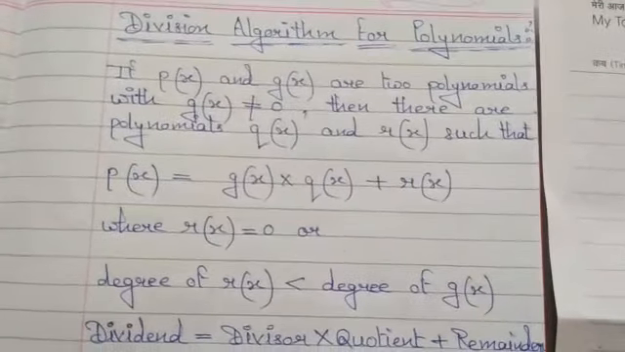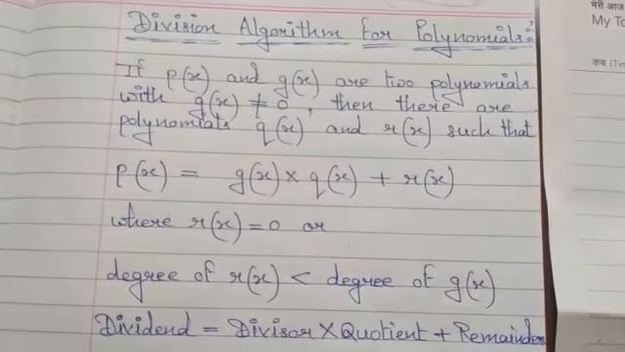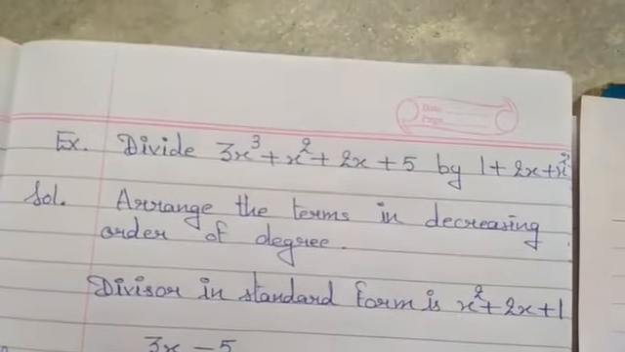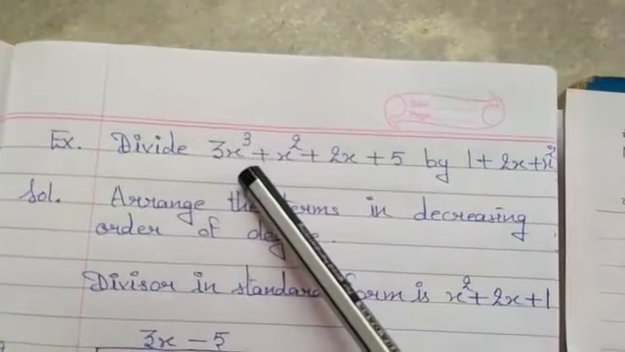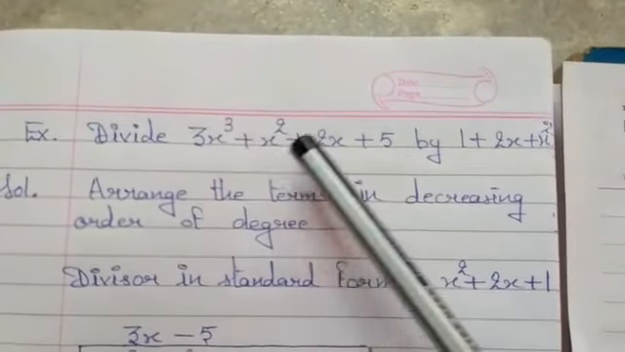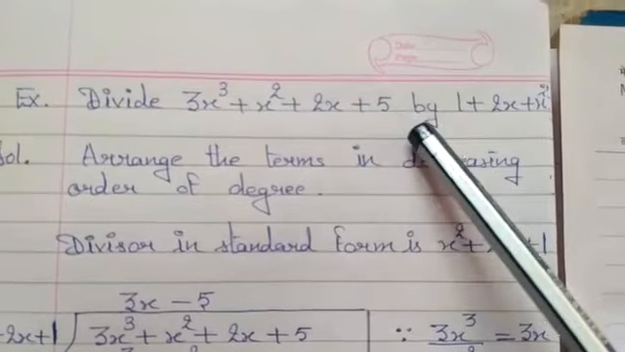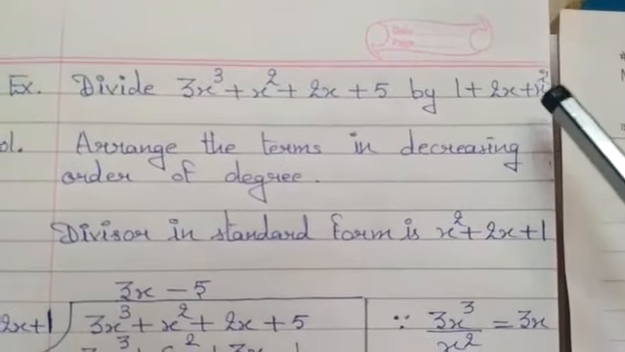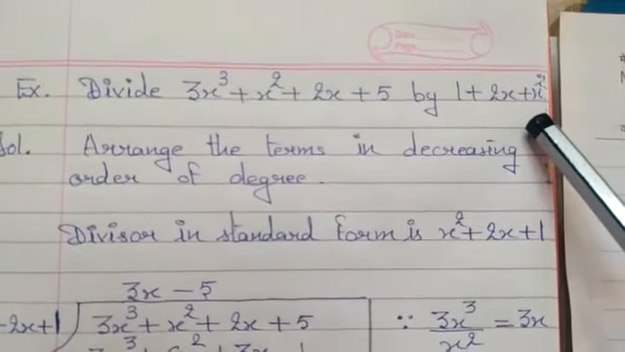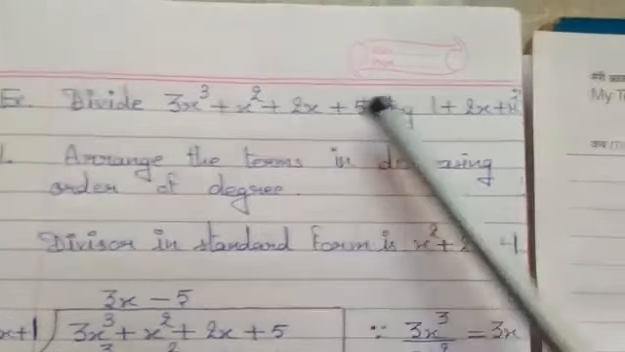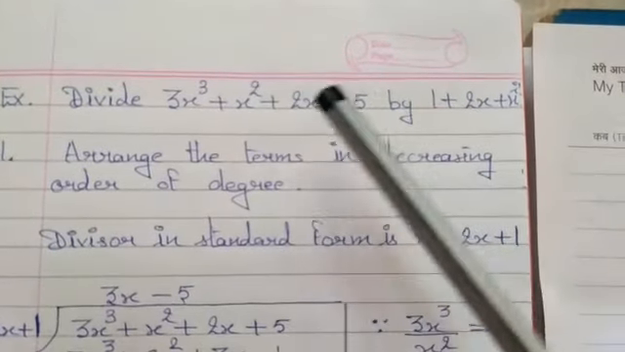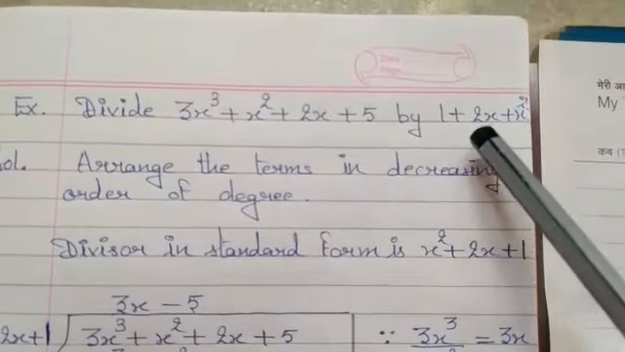So I'm taking one example from your NCERT book. The example is: divide 3x³ + x² + 2x + 5 by 1 + 2x + x². So this is p(x), this is g(x). We have to divide p(x) by g(x).